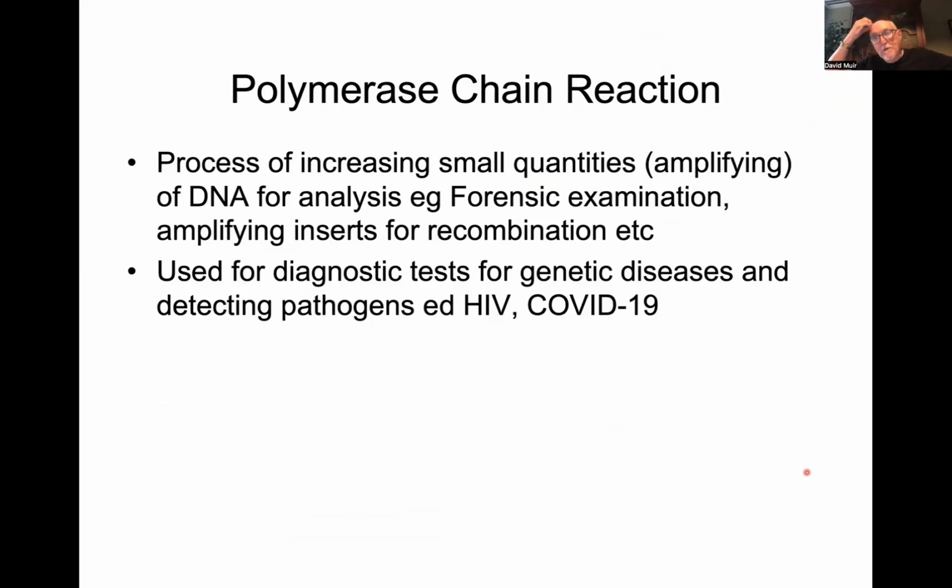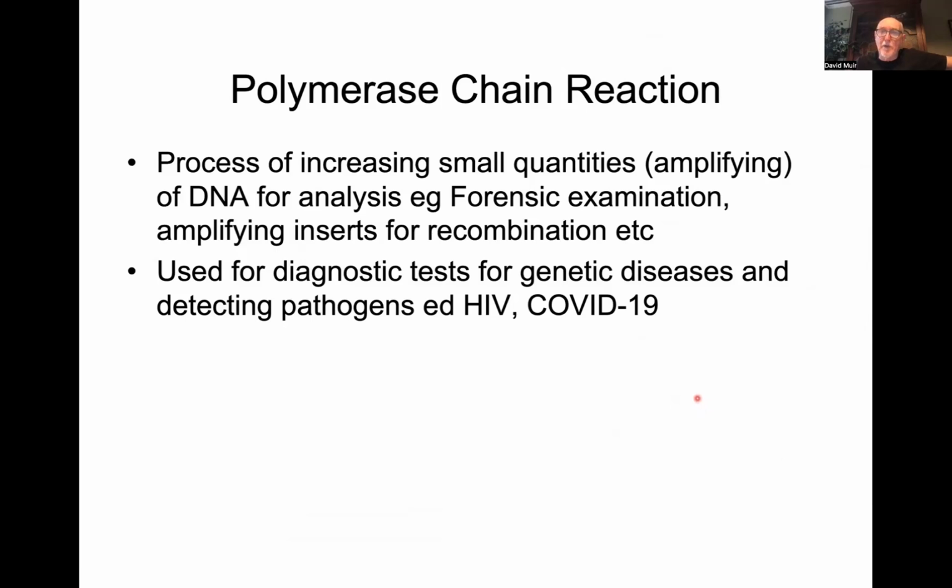There's one important technique that I want you to know about. This technique is used in bioengineering, in forming recombinant DNA, but it also has so many other applications. It is called the polymerase chain reaction. This is probably most familiar to you from its use in forensics.